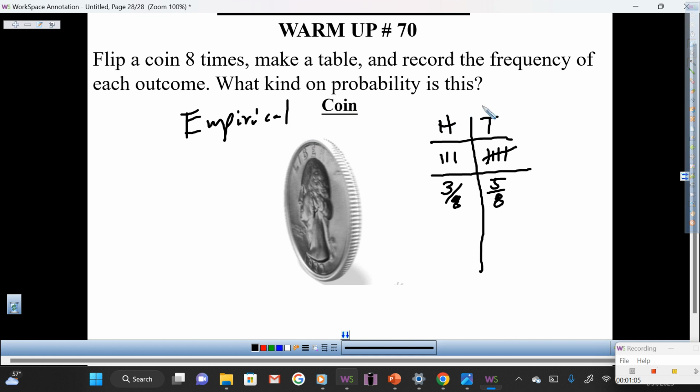Now, to make sure we got it clear, if this is empirical, what will make it classical? Tell your neighbor, please. What would make it classical probability? Let's see. What would make it classical, Zach? Yeah, it's not in the notes. It's either you know it or you don't. Dom, help him out.